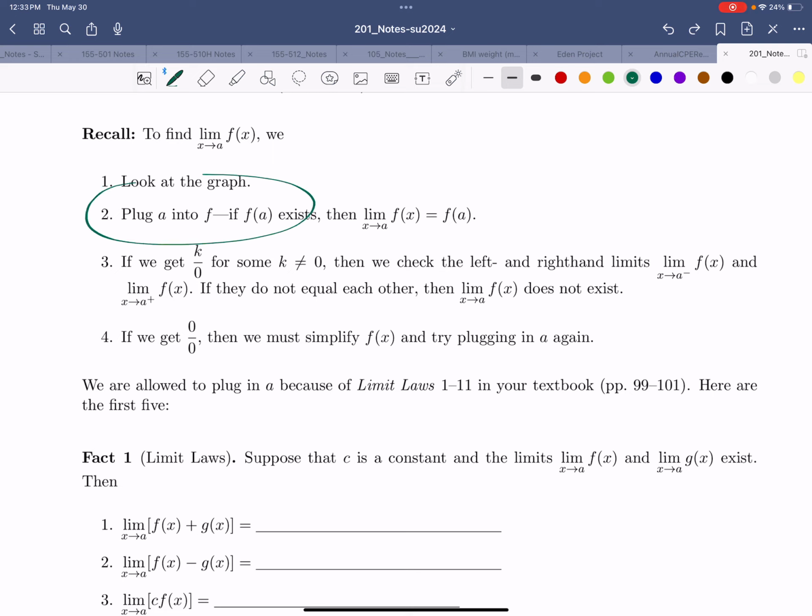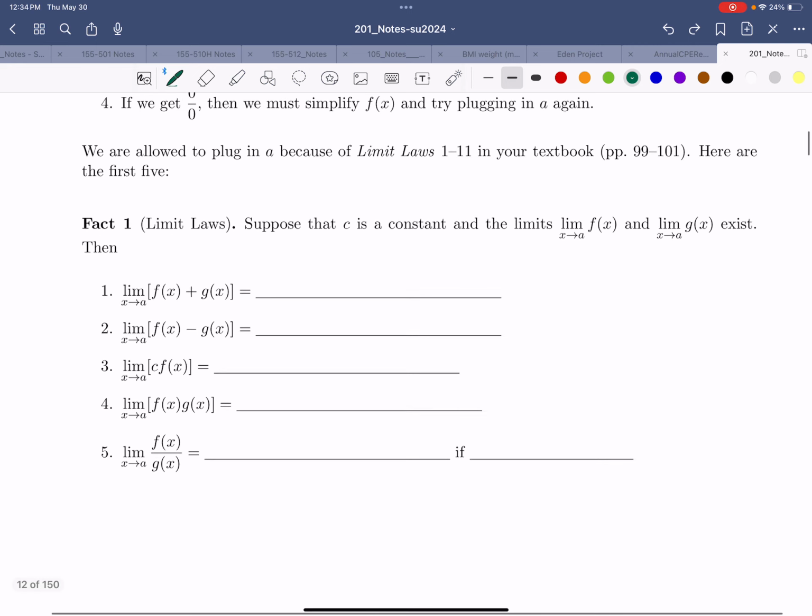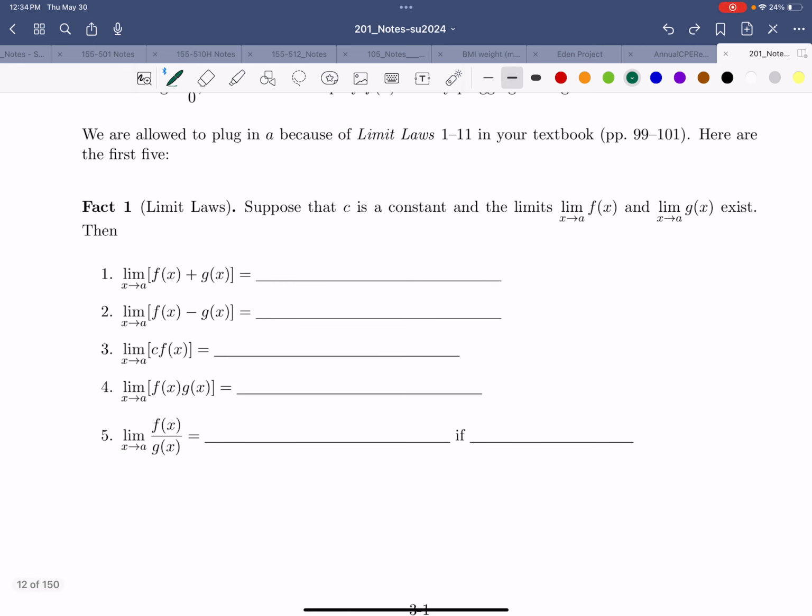Now, going back to step 2, plugging a into f, very basic. There's actually a lot of stuff going on right there, and I want to take a couple of minutes just to explain where we come up with that idea, why that's allowed, and what's the justification for it.